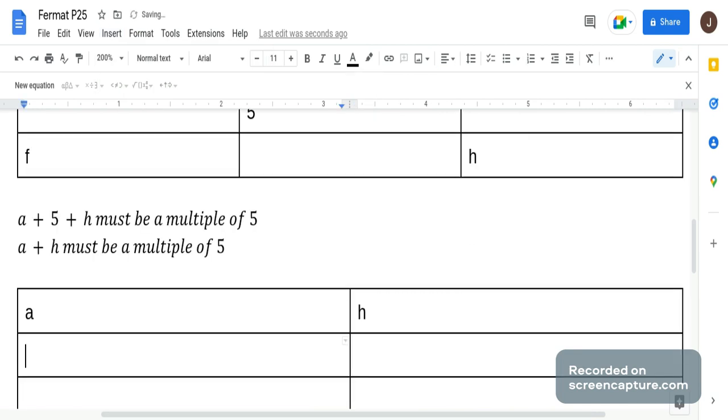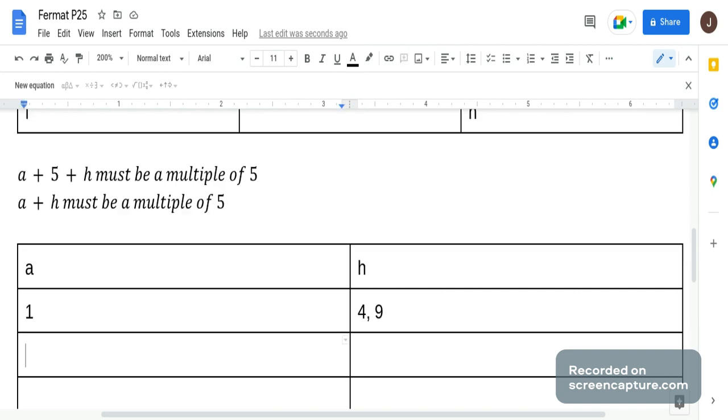So when A is equal to 1, H can be 4 because 1 plus 5 plus 4 is equal to 10. 10 is a multiple of 5. It can also be 9. 1 plus 5 plus 9 is equal to 15. 15 is also a multiple of 5. This also works exactly the same for 6, right? So it's 4, 9.